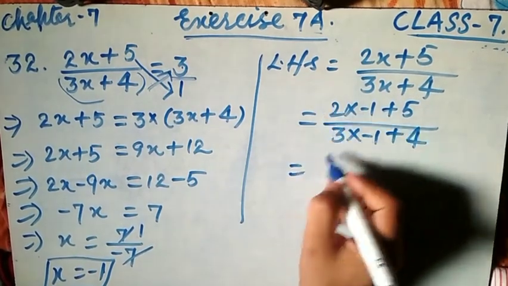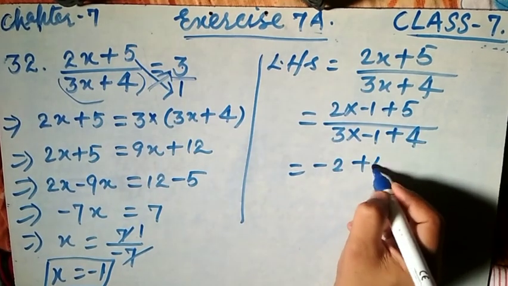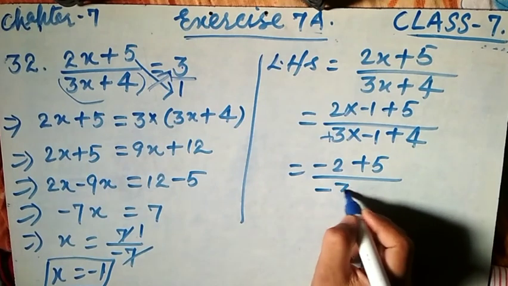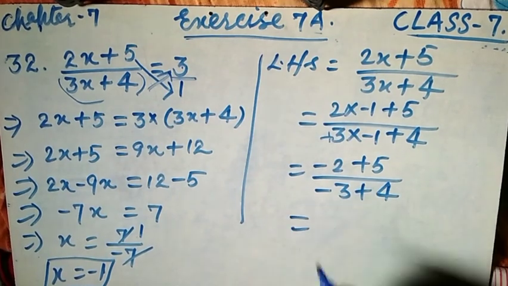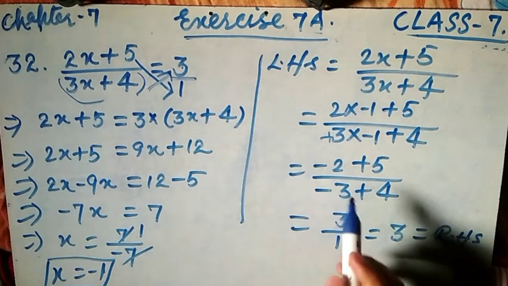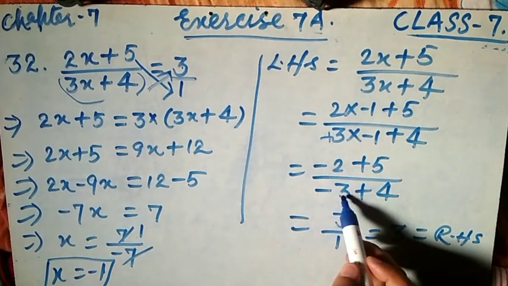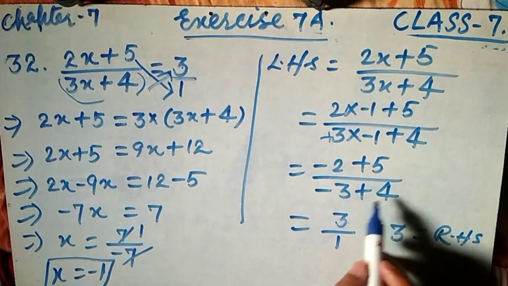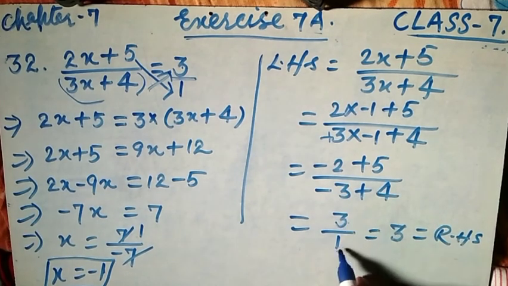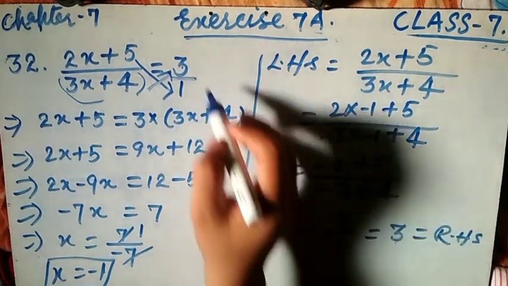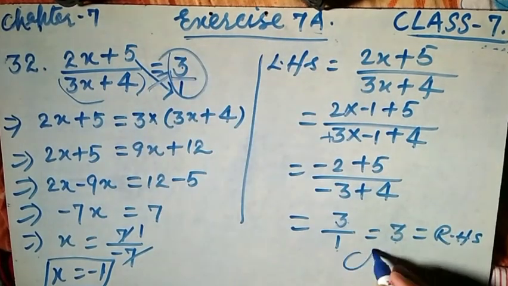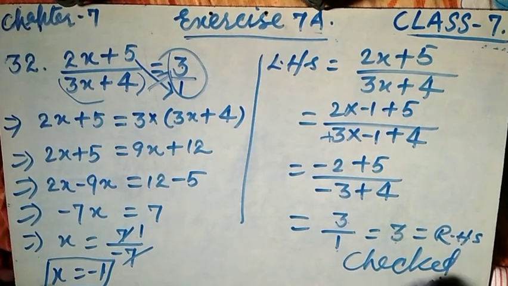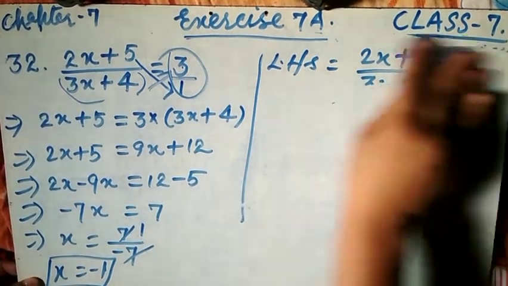Plus into minus is minus, 2 ones are 2, plus 5. And 3 plus into minus is minus, 3 ones are 3, plus 4. Now see friends, this is minus 2 plus 5 over minus 3 plus 4. 5 minus 2 becomes plus 3, 4 minus 3 becomes plus 1. So 3 by 1 is written as only 3. This is the RHS value. So hence checked. I hope you will be clear and you got it.